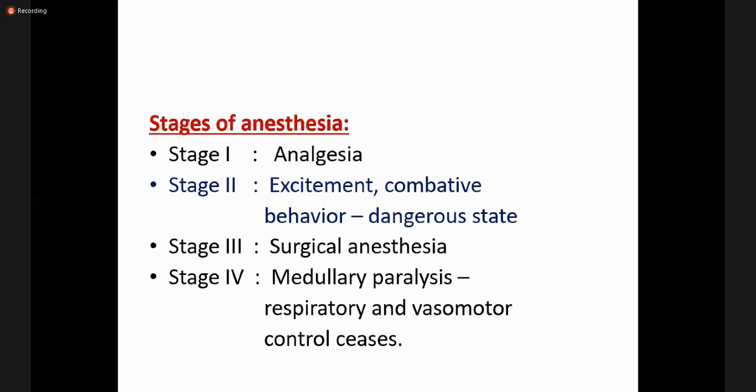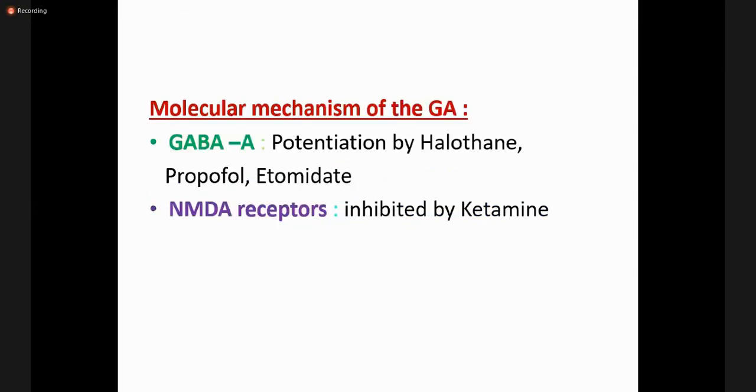Clear? So there are 4 stages. Stage 1, which you remember, is the analgesic state, and stage 3 is what we require to perform the procedure, that is, surgical anesthesia. Because we are discussing pharmacology, how is it going to depress the reflexes or produce unconsciousness, through which mechanism, right?